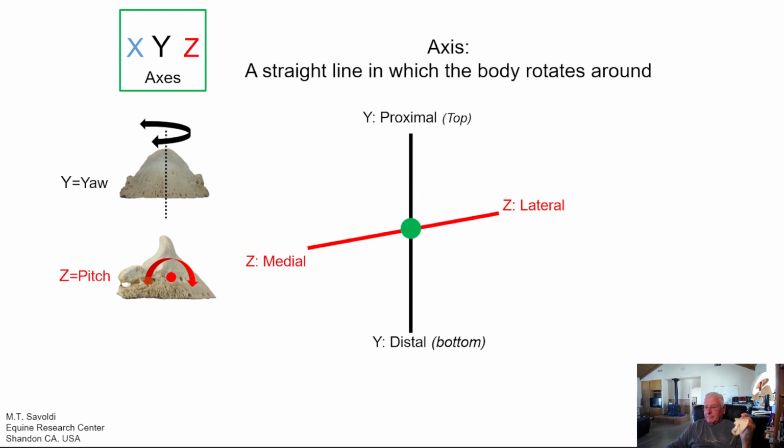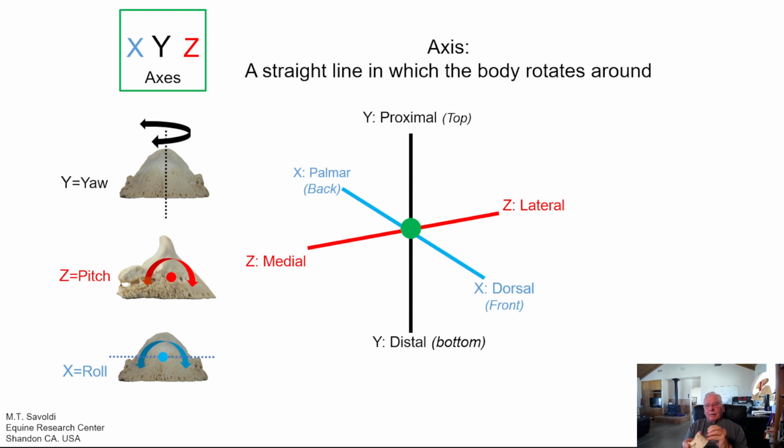Our next axis we'll call the x-axis, and that will represent roll. It's again a vertical axis. And how does the body rotate around this axis? As it rotates like this, it will roll. So if I look at this bone, this bone could fall into a lateral roll or a medial roll, depending on how the capsule has been trimmed, medial-laterally.